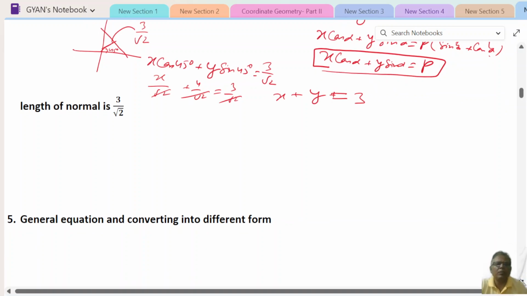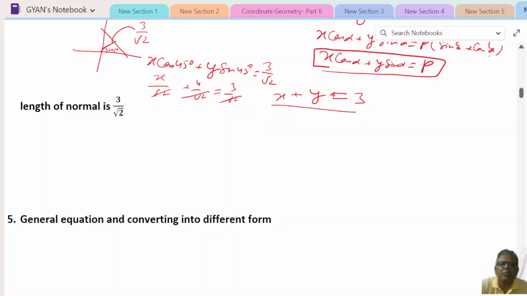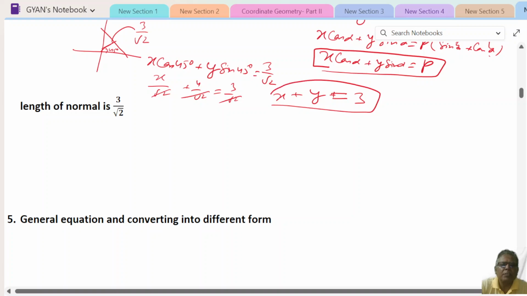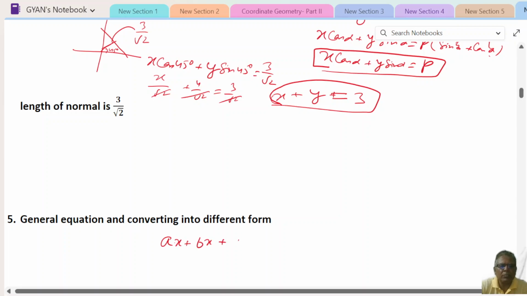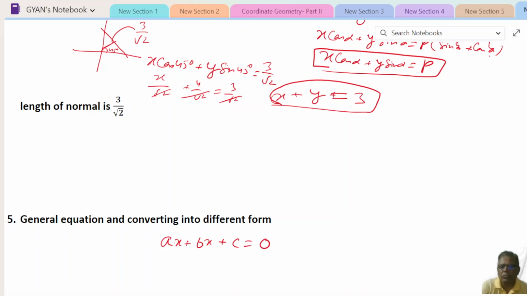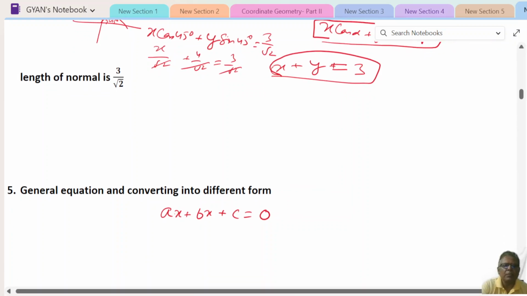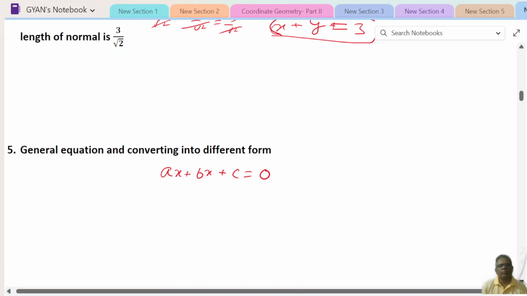So from there we understood that a linear equation is the equation of a straight line. So take a general linear equation: ax plus by plus c. You can find all those things from this.